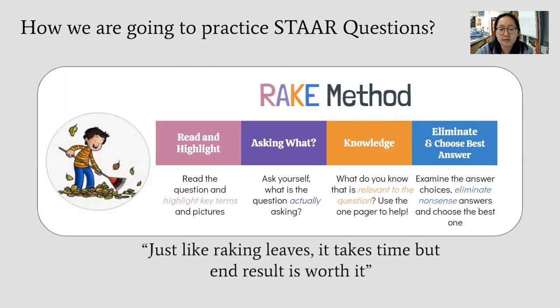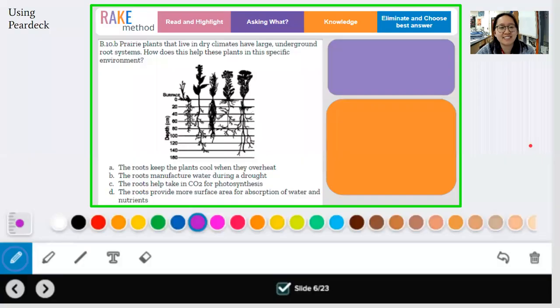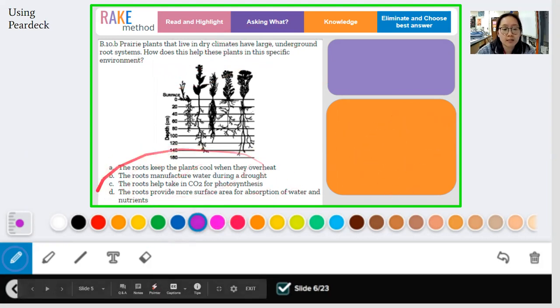So it's just like raking a leaf. It takes time, but the end result is worth it. How cheesy. On your Pear Deck, it's going to look kind of like this, where you're going to get the option to draw and type. Essentially, you're going to be highlighting sections in here, typing in here, and then crossing out and circling over here to get your final answer.